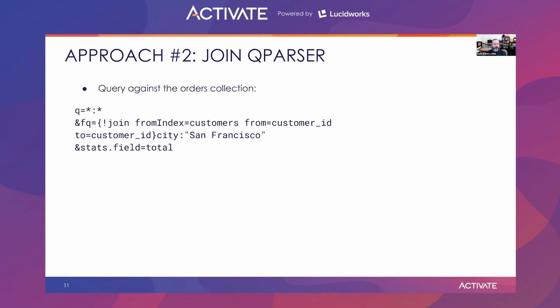The second approach would be to use the existing join query parser, which could do this, where you can use the join from one core to the collection that you're searching on and do those statistics.